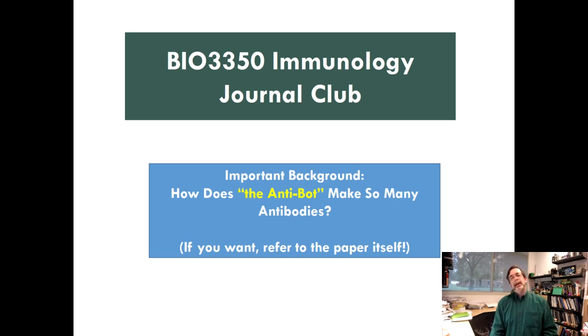It involves a process called the antibot. It's important background because we're going to talk about the antibot. How does it make so many antibodies? We just talked about how the body shuffles genes and then does somatic hypermutation to make a lot of antibodies. Well, this does it, but it does it like a robot will. And robots always do things different than life will. This robot is basically really big on somatic hypermutation. And so I want to show you what that means as we go through.